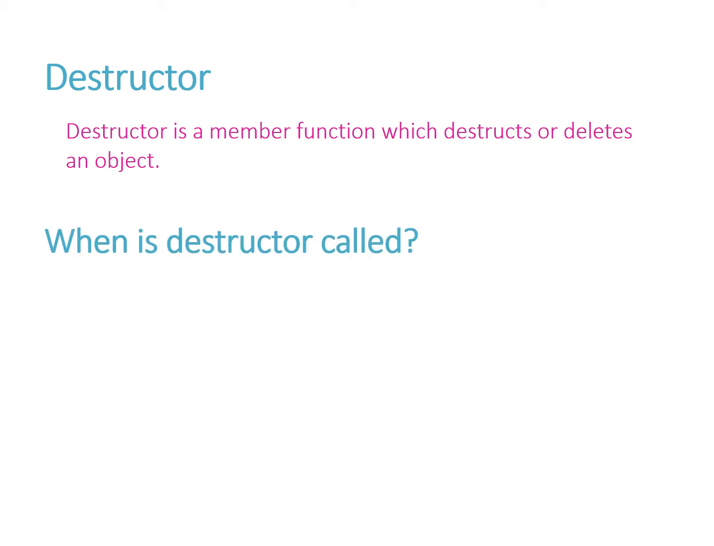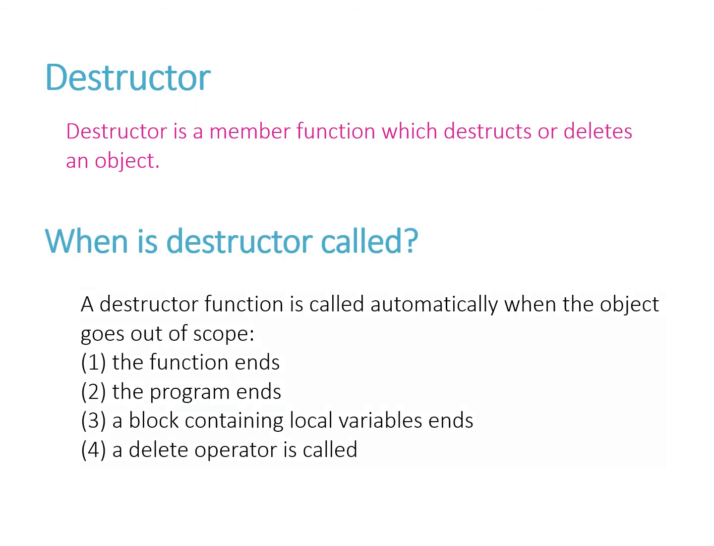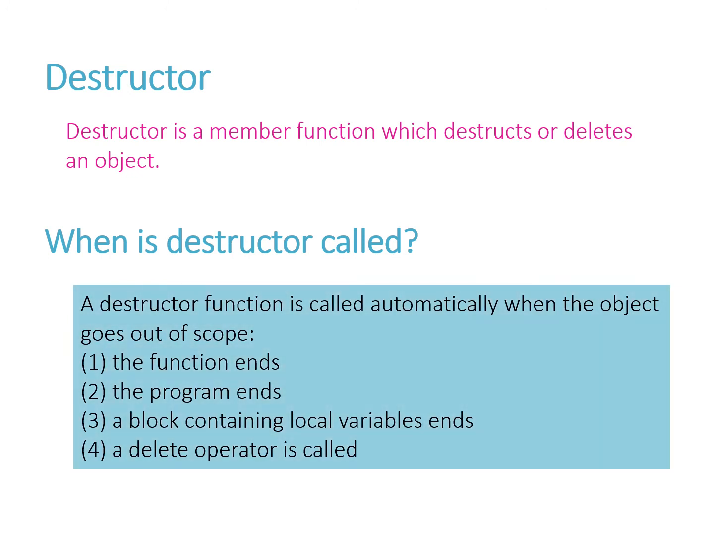Now, when is destructor called? A destructor function is called automatically, same as that of your constructors, when the object goes out of the scope. Out of the scope means that if the function ends, if the program ends, or a block containing local variable ends, or a delete operator is called, then the destructor will automatically be invoked.